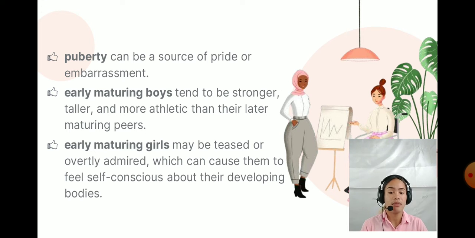Early maturing girls may be teased or overtly admired, which can cause them to feel self-conscious about their developing bodies. These girls are at a higher risk for depression, substance abuse, and eating disorders. Late blooming boys and girls may feel self-conscious about their lack of physical development. Negative feelings are particularly a problem for late maturing boys who are at a higher risk for depression and conflict with parents and are more likely to be bullied.